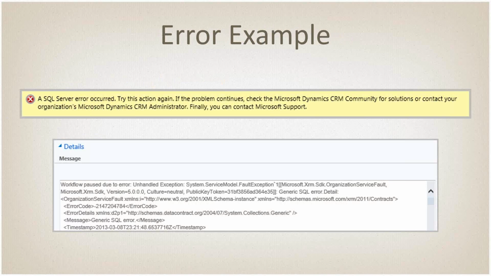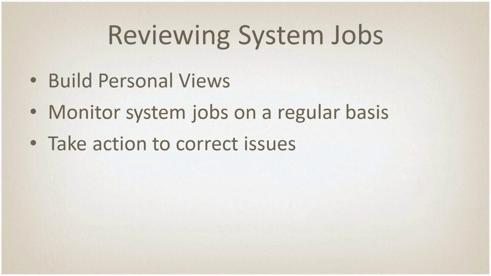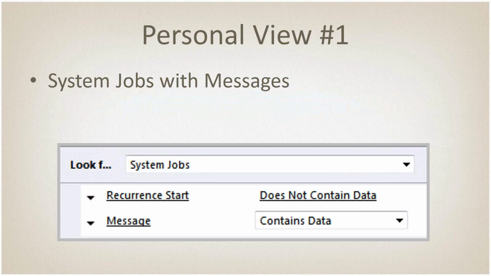What you do is check to see if the message field is blank, and we do that by creating a personal view. I have a few personal views, and I'll talk more about this in our maintenance class next week. But I'm just monitoring this on a regular basis. So again, I'm looking for failed records, I'm looking for waiting records, and I look for this message field to contain data.